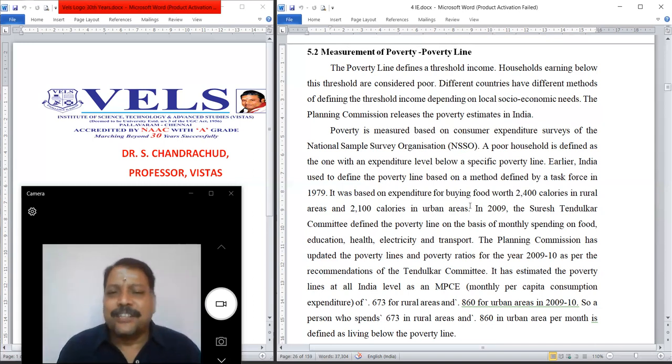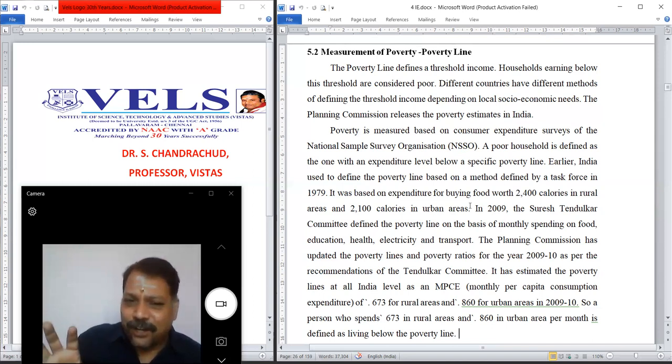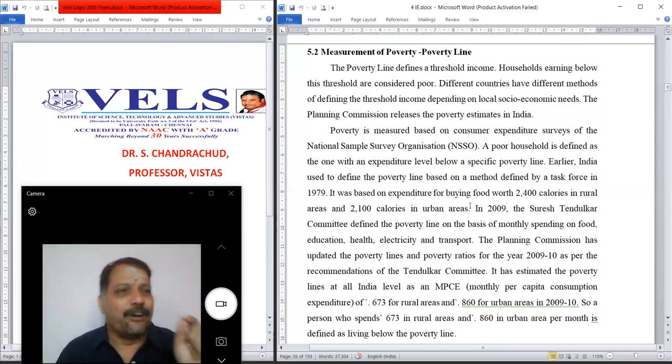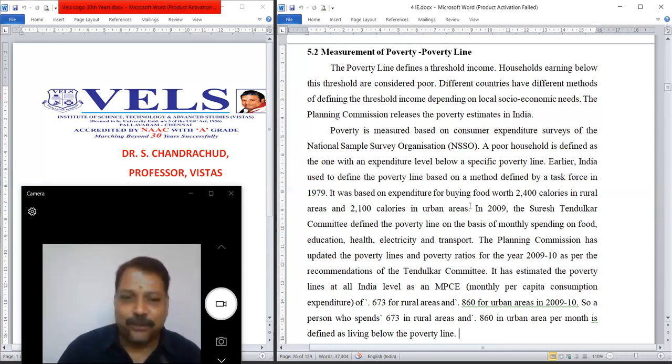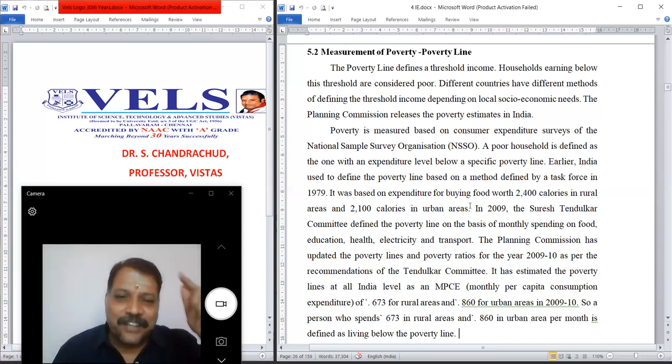Earlier, India used to define the poverty line based on the method defined by the task force in 1979. A group of people decided this is the line: below this, they come under the poverty line, and above it, they are normal persons. But it is based on the expenditure for buying food worth 2,400 calories in rural areas and 2,100 calories in urban areas. So if a person is able to afford food up to 2,400 calories, then he is above the poverty line. That was the measurement till 1979.